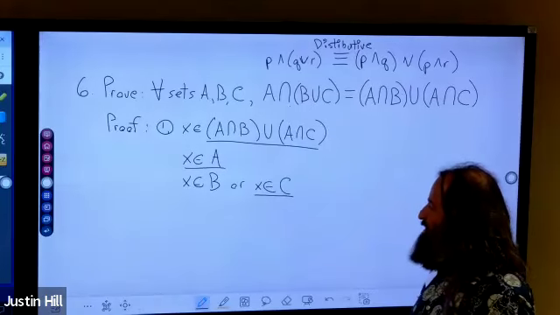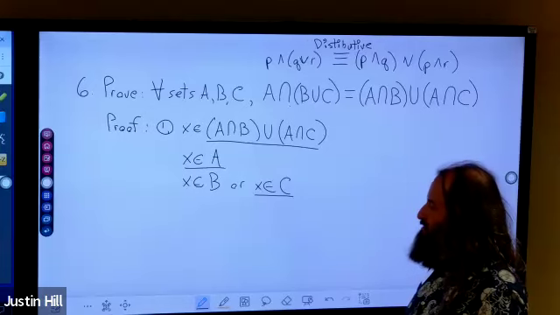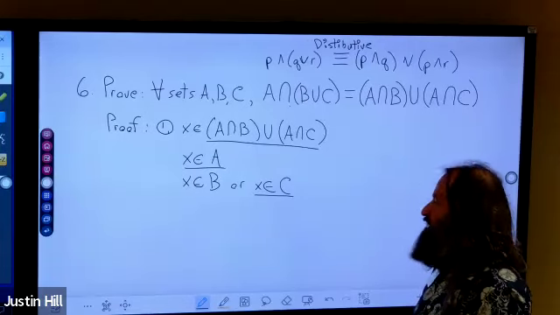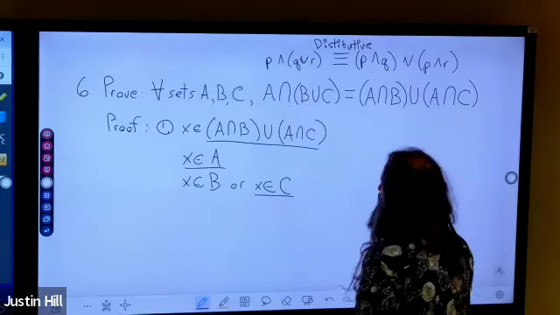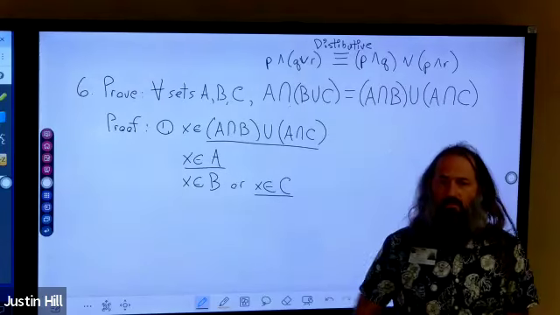So she breaks that down into two cases. Case one, X is in A and X is in B. In this case, X is in A intersect B. And notice that A intersect B is one of the things that we wanted to see.